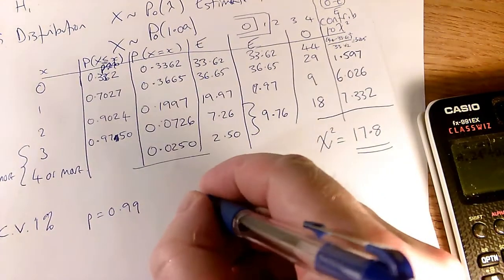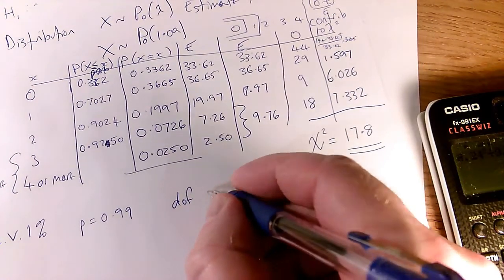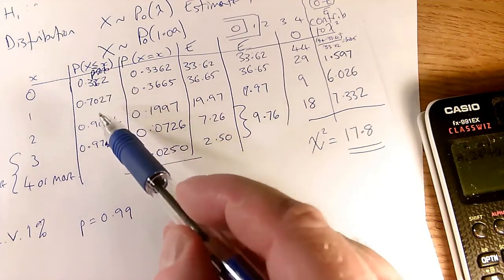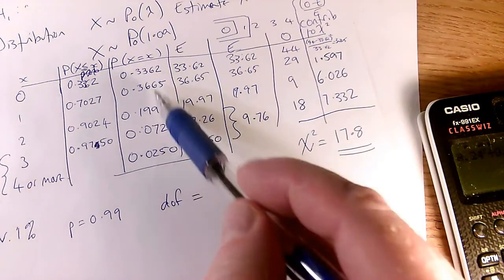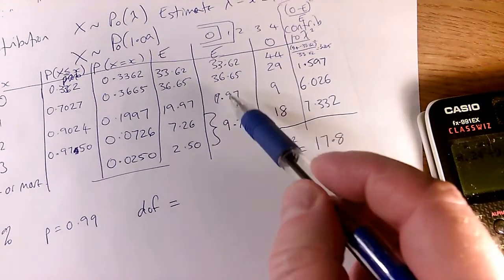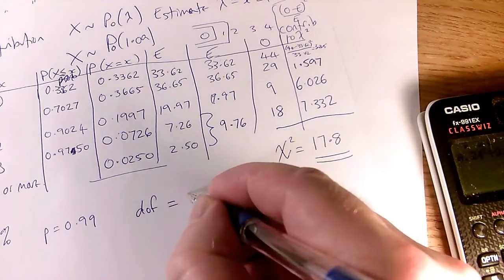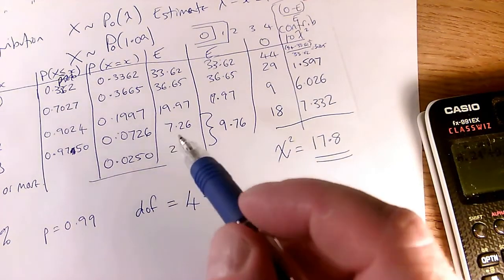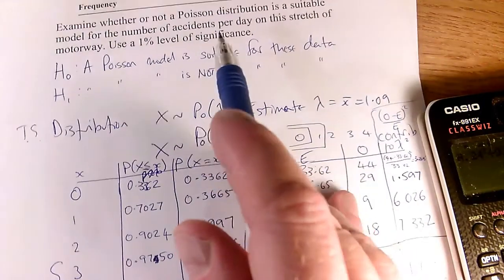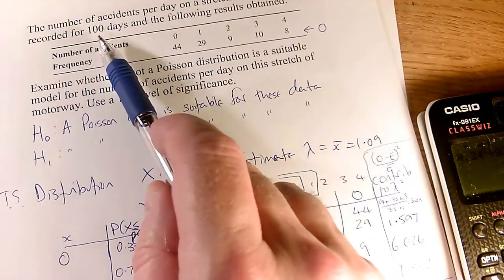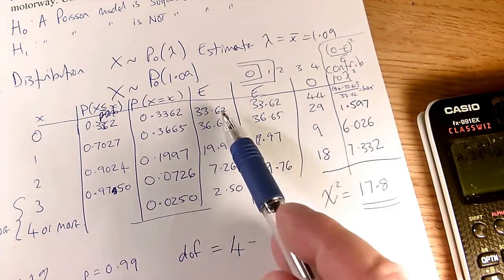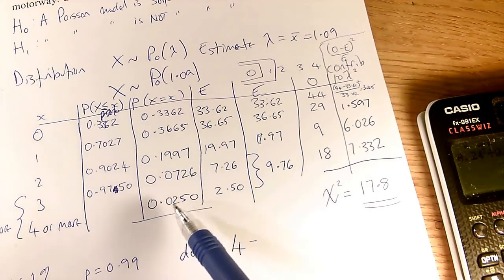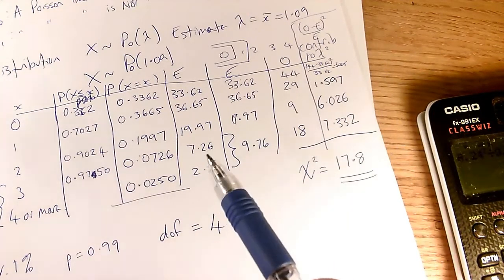What's my degrees of freedom? Well, my degrees of freedom is the number of cells minus the constraints. Now the number of cells started life as being 0, 1, 2, 3, 4 or more. Okay, there were 5 cells. But I had to merge these two, so I'm now down to 4 cells. So it's 4 cells minus, how many constraints are there? Well, I always have one constraint because I'm going to make the total of my expected frequencies 100, just as the total of the observed was. So you add up your expecteds, they have to add up to 100 because these probabilities had to add up to 1 and you multiply by 100. So that's one constraint you always have.